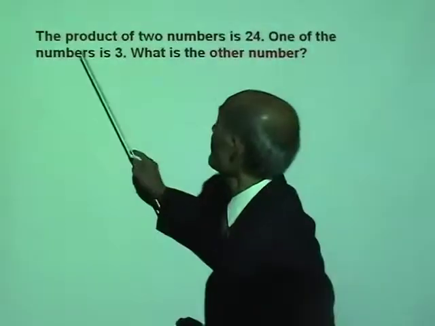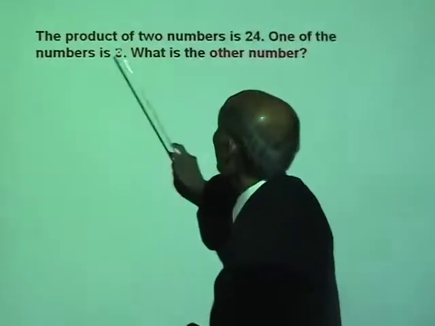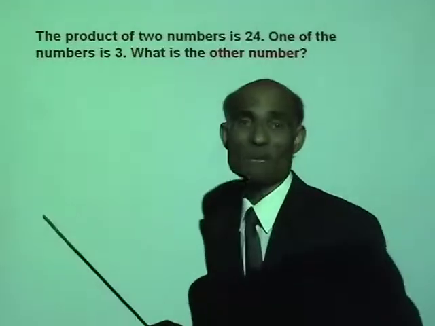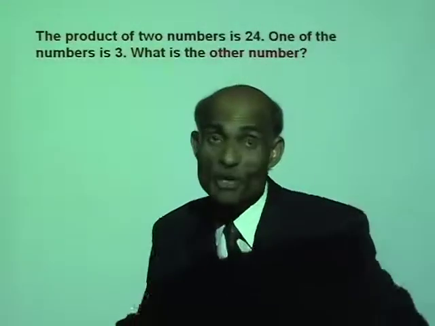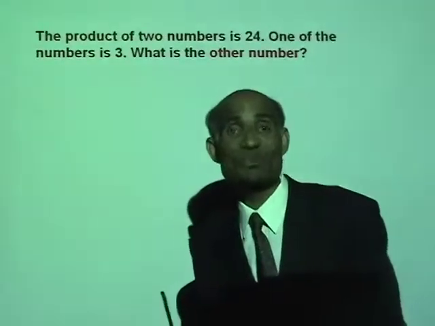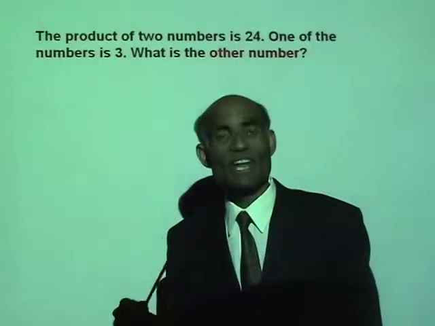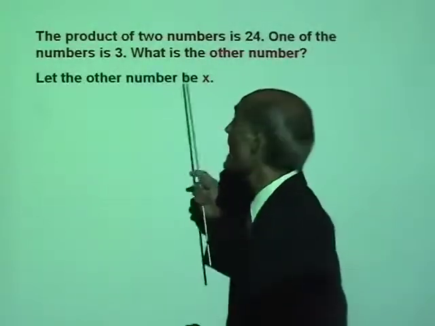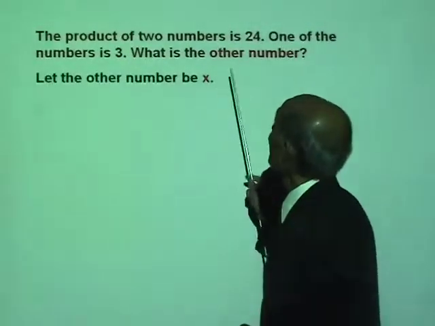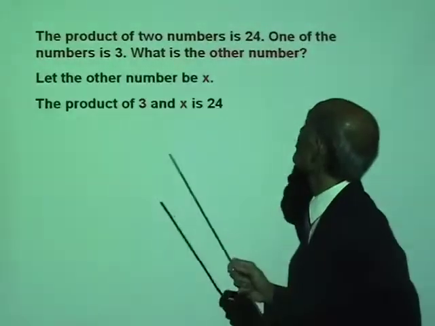Just one more. The product of two numbers is 24. One of them is 3. What is the other number? How do we start this? Let the other number be x. Alright? Now, the product of 3 and x is 24.